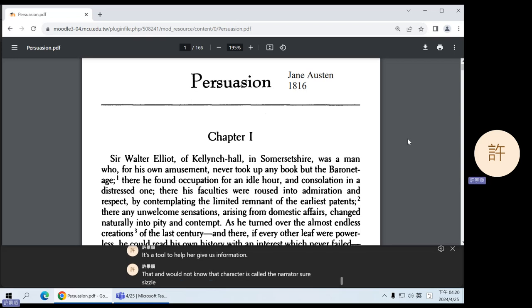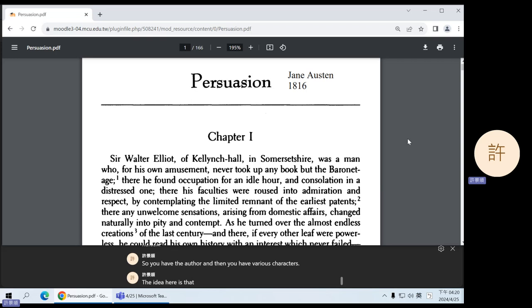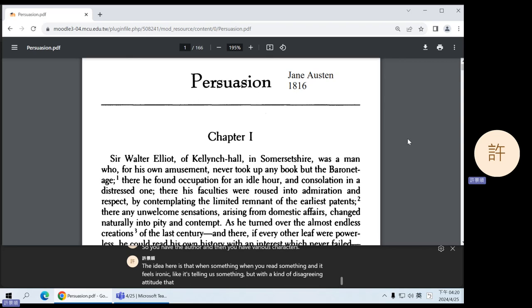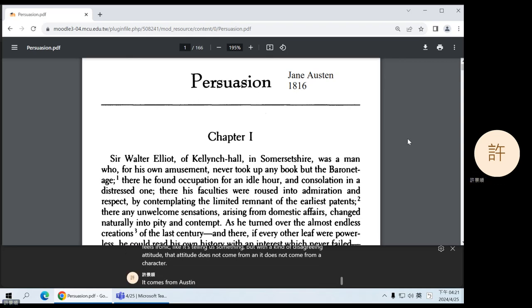Personally, I think it's just easier to think of the narrator as just Austen herself. So you have the author, and then you have various characters. The idea here is that when you read something and it feels ironic, like it's telling us something, but with a kind of disagreeing attitude, that attitude does not come from Anne. It does not come from a character. It comes from Austen herself.